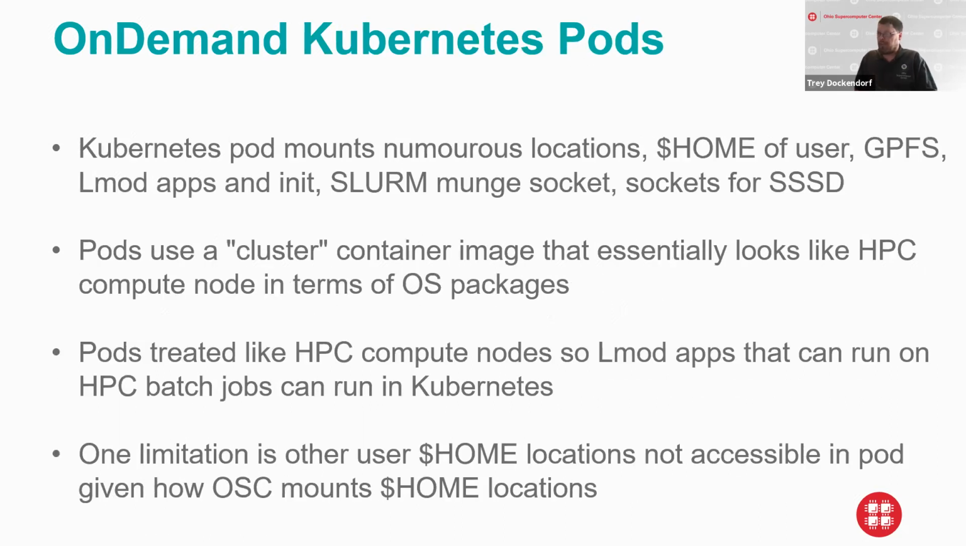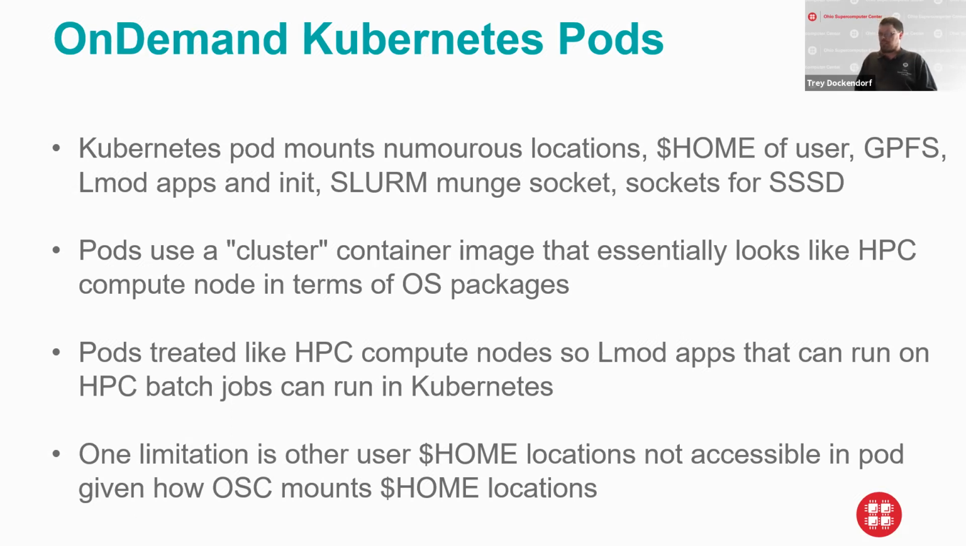Some information about the pods deployed by OnDemand for Kubernetes. The pods themselves mount numerous locations. So we mount the user's home directory, we mount GPFS, we mount our LMOD apps and the initialization script to load LMOD. We mount the Slurm Munge socket so that you can actually run Slurm commands and submit jobs from a Kubernetes pod. And we mount the SSSD sockets so that the experience of user ID lookups is a little bit better inside the pod.